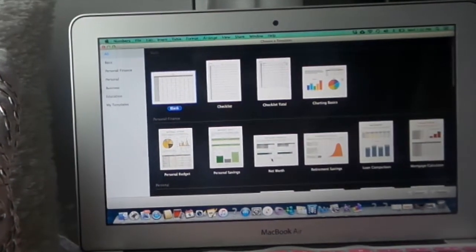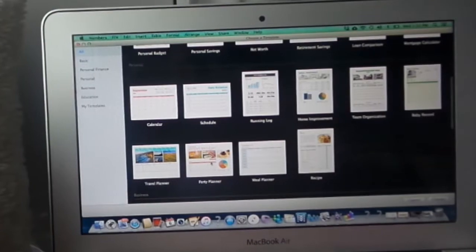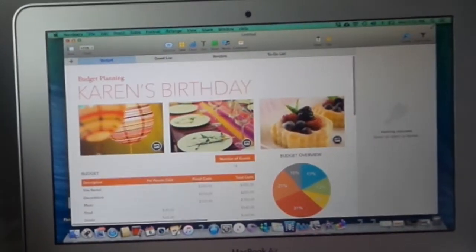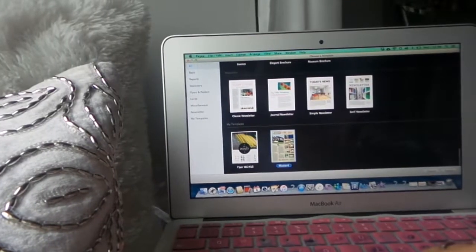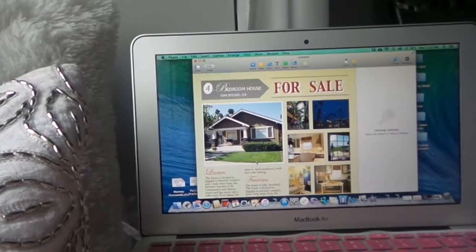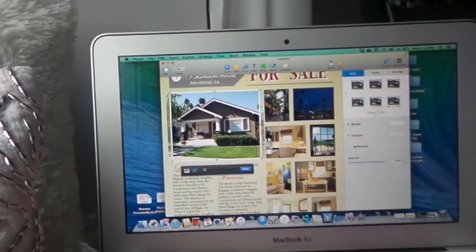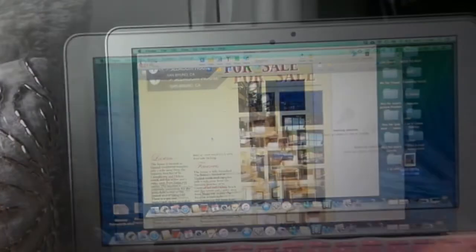If you don't have a Mac, you'll find templates in Microsoft Word, Excel. They're easy to use. All you have to do is manipulate the information, manipulate the pictures for what you want to insert, and voila, you have your own personalized flyer.